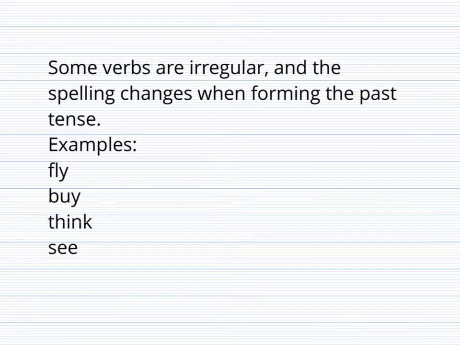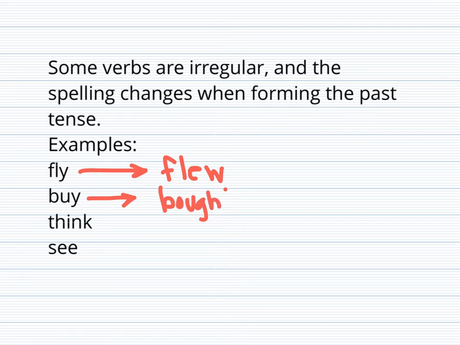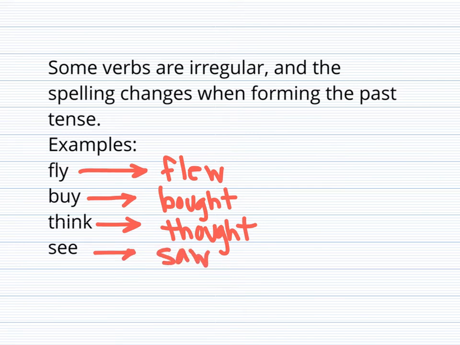Sometimes, though, verbs are irregular, of course, with the English language, and the spelling changes when forming the past tense. So if I fly today, yesterday I flew. Today I buy. Yesterday I bought. Today I think. Yesterday I thought. Today I see. Yesterday I saw. You just have to learn those irregulars and the spelling patterns.